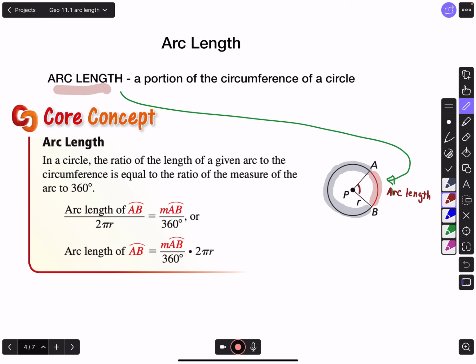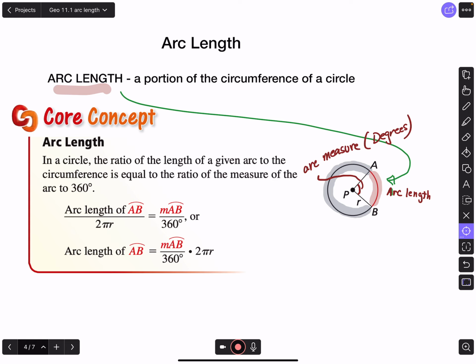And this angle in here is the measure of the arc, or the arc measure. Okay, and so that's going to be in some degrees. So that is the angle. So here's what we're basically saying in this problem. Then we'll look at the formula.